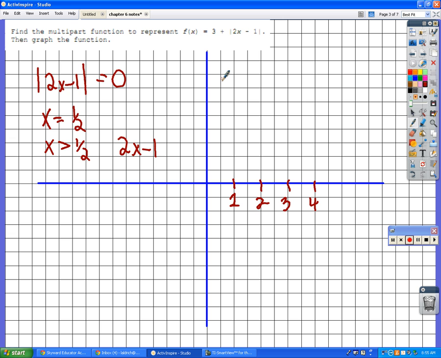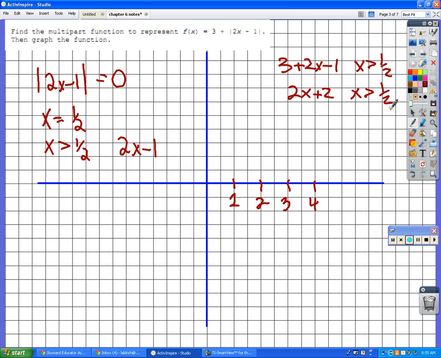So the first piece of my function I could write as 3 + 2x - 1 when x is greater than 1/2. But we would prefer to write that as 2x + 2, just by combining like terms, when x is greater than 1/2, okay?